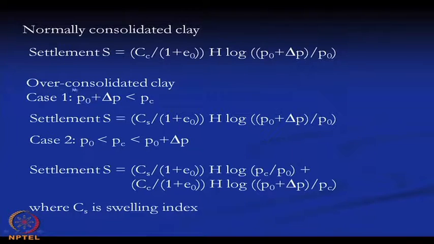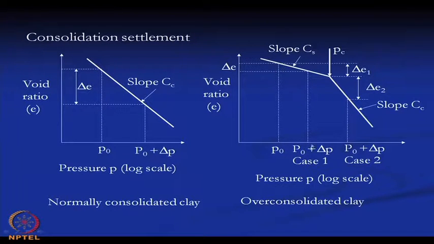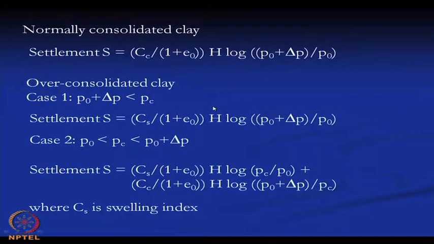Now, similarly for the over consolidated case, for case 1, if P0 plus del P is less than PC, in this condition the settlement is calculated as CS divided by 1 plus E0, times H, log of P0 plus del P divided by P0. That means, in that case, instead of using CC we will use CS, where CS is the swelling index.